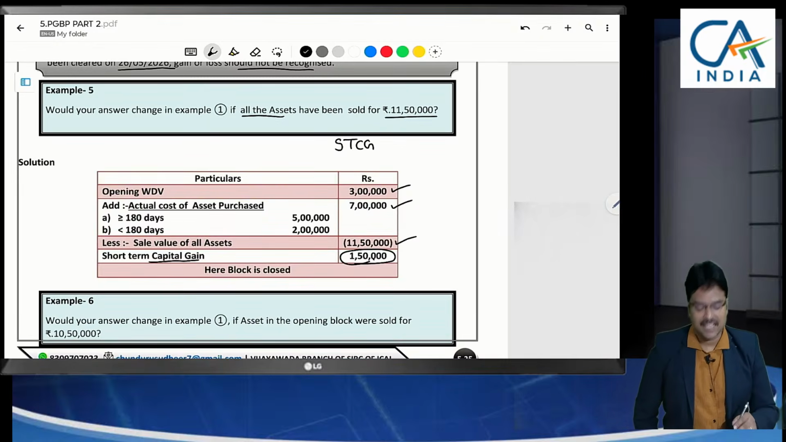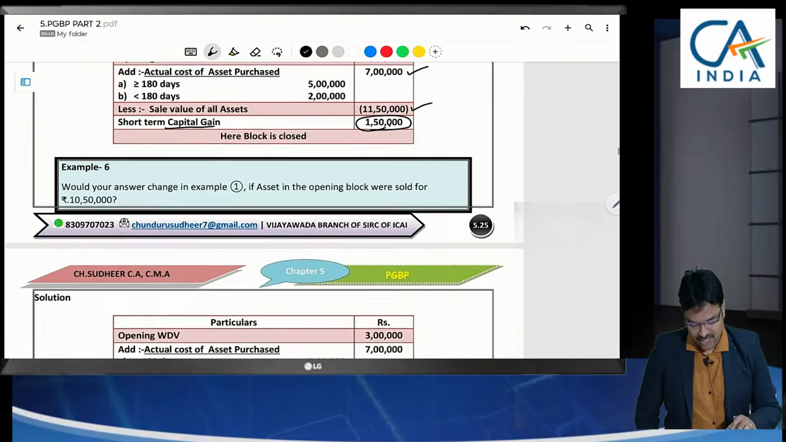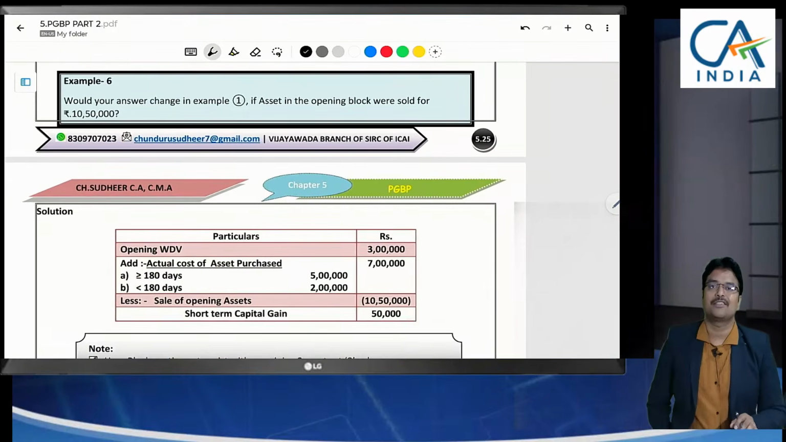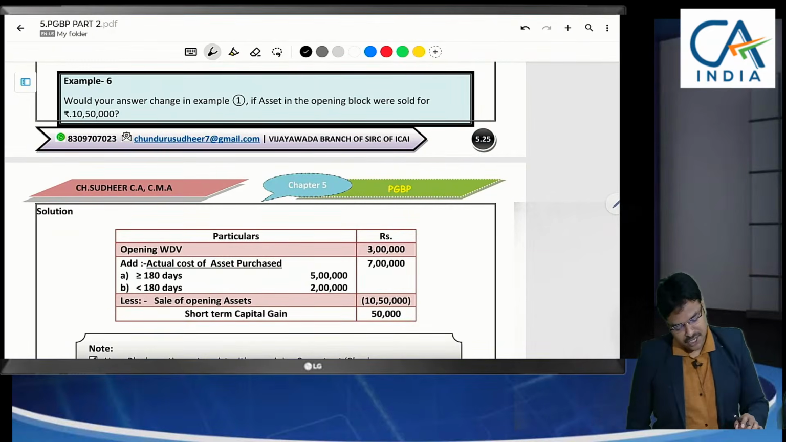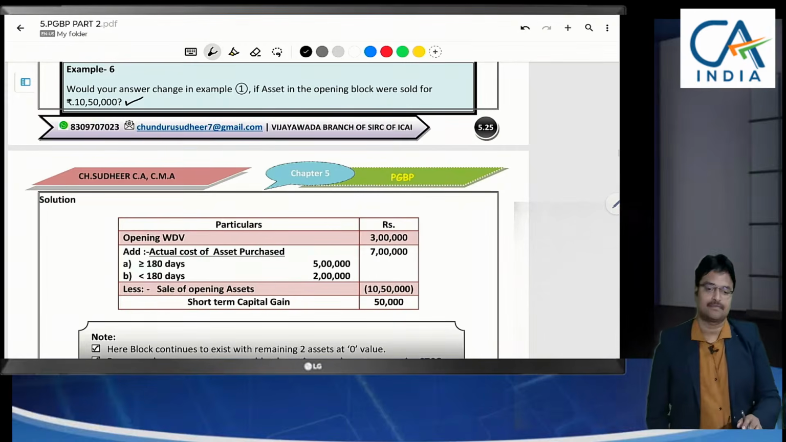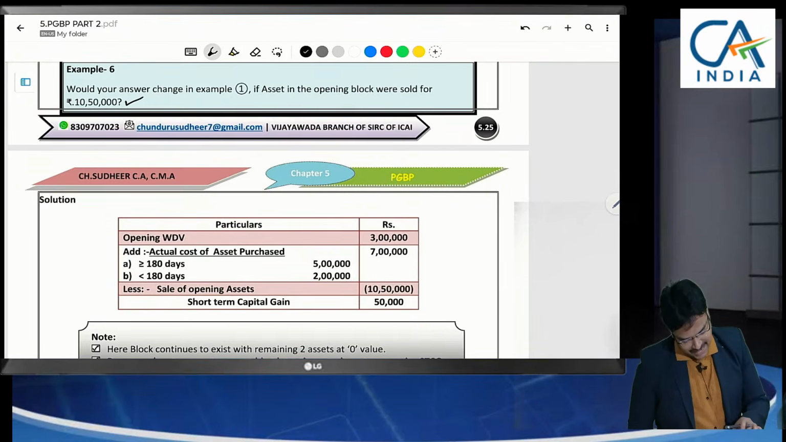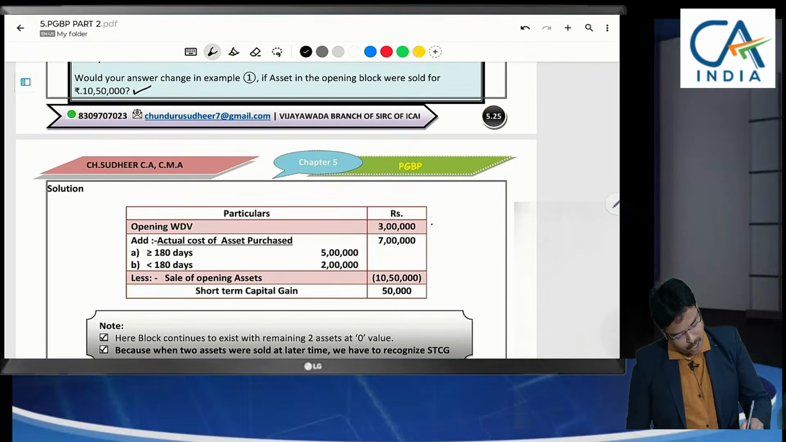Why have I recognized gain here? Because all the assets have been sold. These cases are very important to understand the concept of depreciation. Coming to the next one, would your answer change if the asset in the opening block were sold for 10,50,000? So here the assets in the opening block itself were sold. In the opening block how many assets were there? 2. Here 1 asset purchased, here 1 asset purchased. Total we have 4 assets.